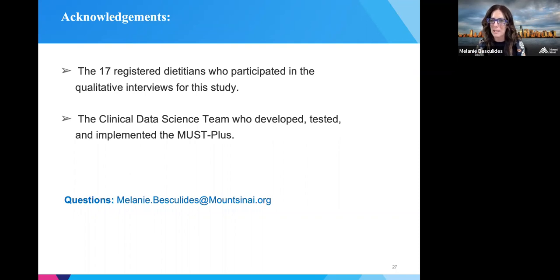I'm sure it was not easy, but it is part of Epic, as are all of the other machine learning tools that we use for the other outcomes like falls and mortality. So they are all part of Epic now.